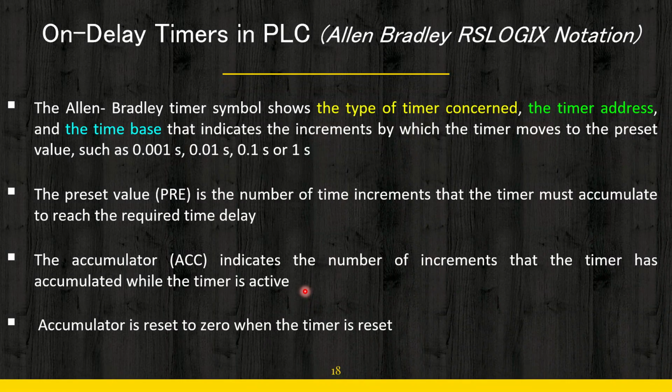Definitely the accumulator is a register, otherwise how can that time increment? That will be temporarily stored somewhere. So for that, the accumulator is the register in which this incrementing time value is continuously getting updated. Once the timer is reset, the contents of the accumulator are reset to 0, no doubt.